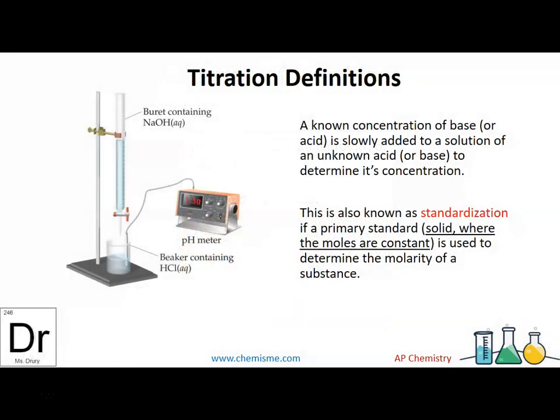So titration definitions. It's important you write these down. A known concentration of a base or acid is slowly added to a solution of an unknown acid or base, which determines concentration in a titration. If you were in Regents Chem, you've already done something like this. So if I know the molarity of one thing, I can use it to neutralize the other and find its molarity. This is also known as standardization if it uses a primary standard.